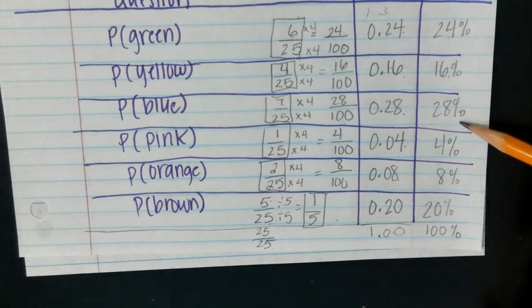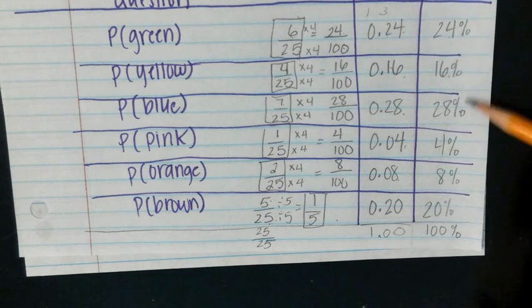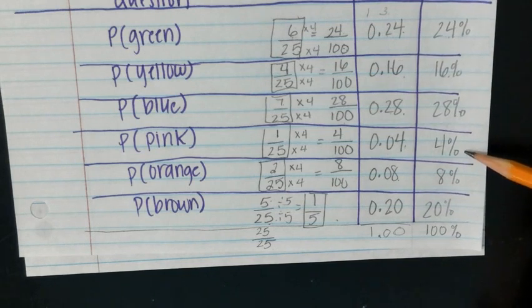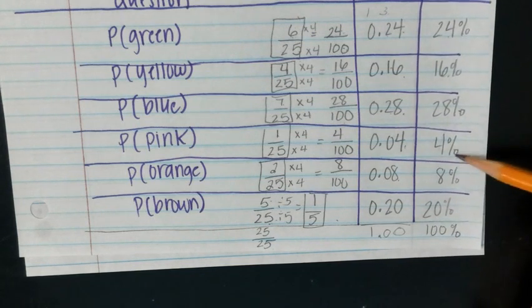Now there's one that's pretty close to blue, which is green. So these two are really close together. But what's most likely to occur? Blue, maybe even blue or green. Okay? Now what's least likely to occur is probably your pink because it's the smallest percentage. And one that's also not likely to occur is orange because it's very close to 0.